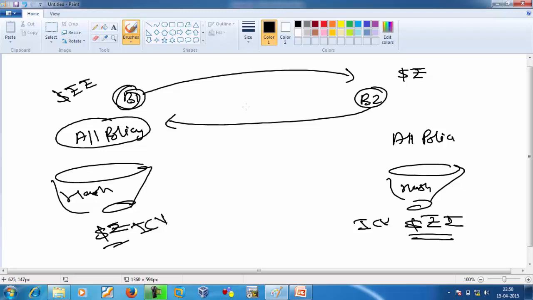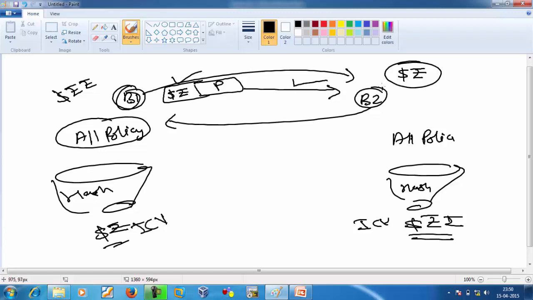Now when branch 2 sends a packet, it will send its SPI along with it. What is its SPI? Yes, this is its SPI. The packet is coming with this SPI. When branch 2 sends the packet, it adds its own SPI. When the packet goes from branch 2 to branch 1, it carries this SPI.